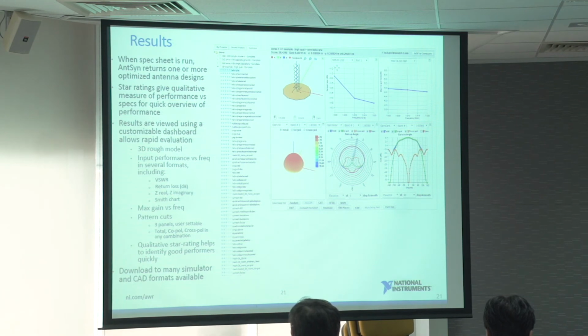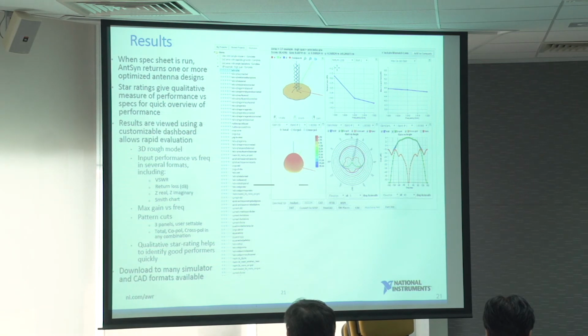You can also look at the impedance, you can look at a Smith chart, and these are all user configurable so that you can go through different antennas and see if you like them. And once you find things that you like, you can download them to many different simulator and CAD formats. For instance, step files, SolidWorks, also CST, HFSS, and National Instruments' own electromagnetics tools, Analyst and Axiom.